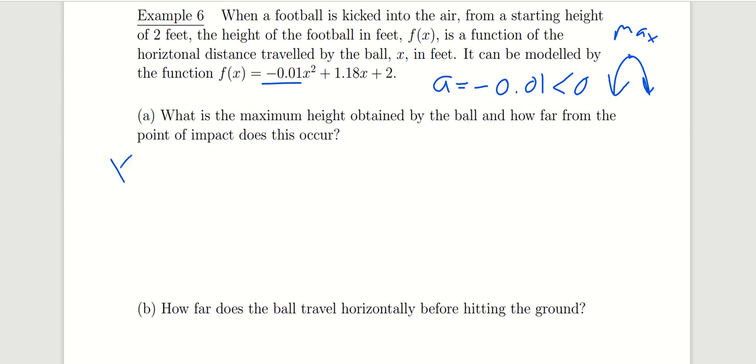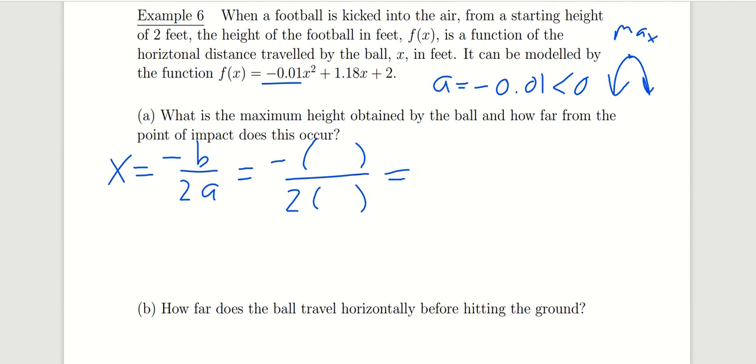Let's now find that vertex to determine the location. The x-coordinate of the vertex is negative b divided by 2a. Please make sure you have the vertex formula memorized. It's very important for the next test. A has a value of negative 0.01. B has a value of 1.18. And C has a value of 2. So it's the negative of B, that's negative 1.18, divided by 2 times A, which is negative 0.01.